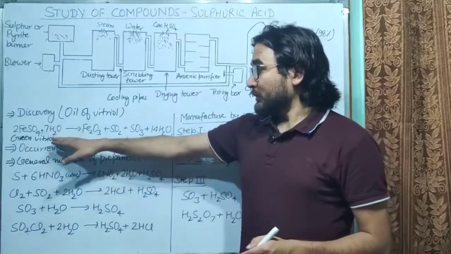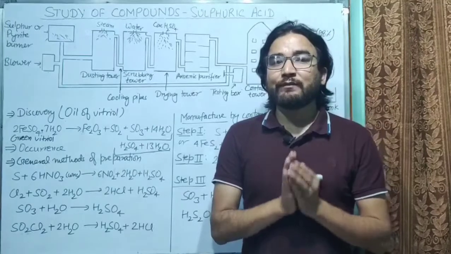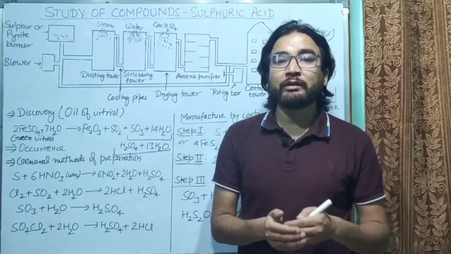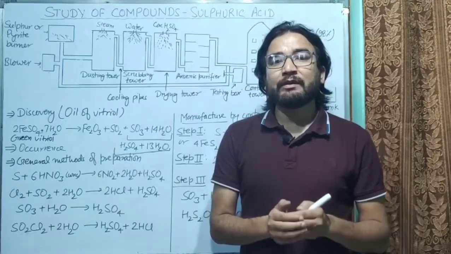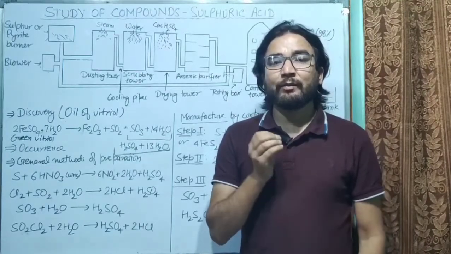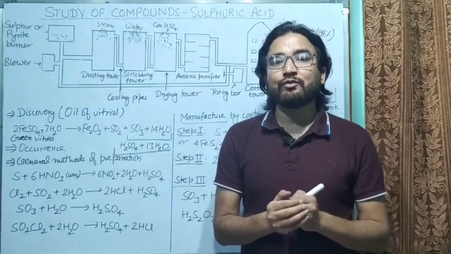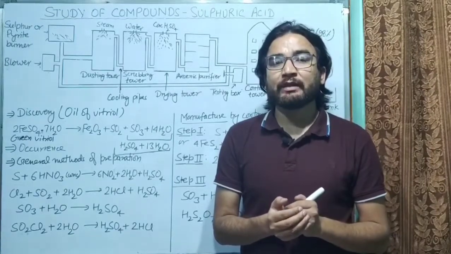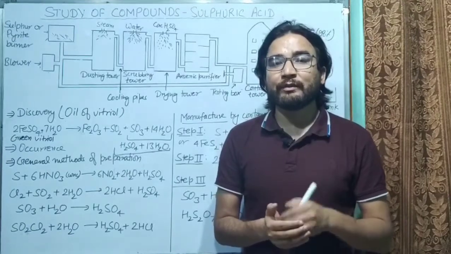Now we will talk about the occurrence of sulfuric acid. Sulfuric acid can be found in free state as well as in combined form. In free state, it is found in traces in hot springs. It is also found near the sulfur beds, and in combined state it is found as the salts of various metals.